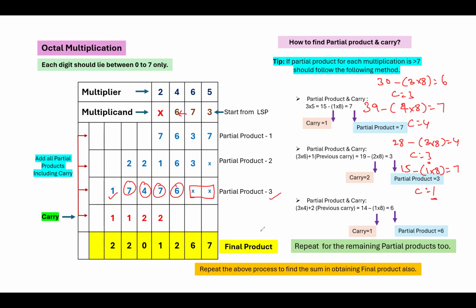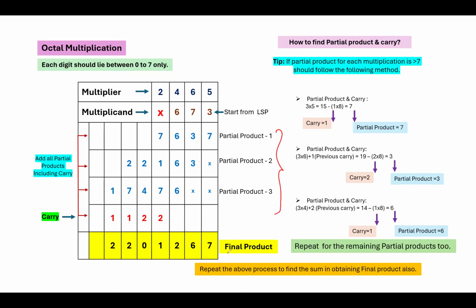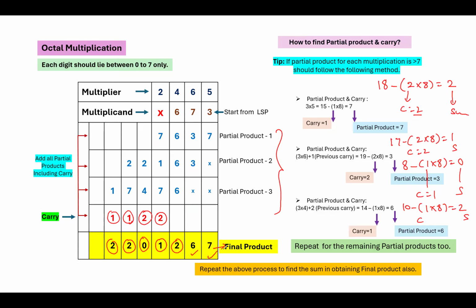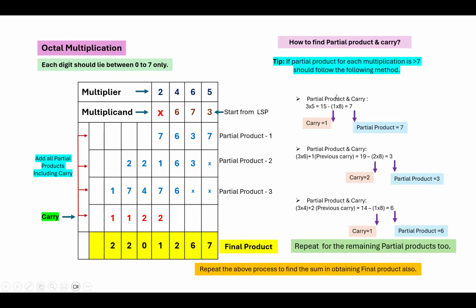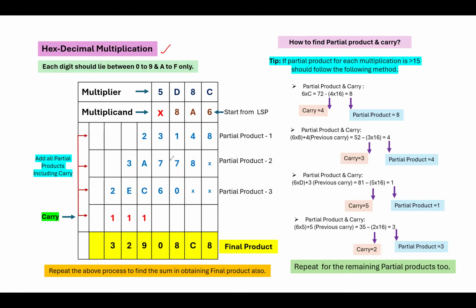This is the third partial product. Now we should add all these partial products, including carries. This is the final product value. In this way, we can do the hexadecimal multiplication also. Now let us do hexadecimal multiplication.